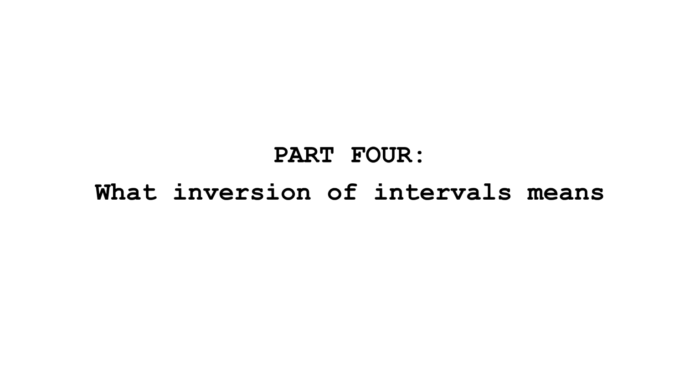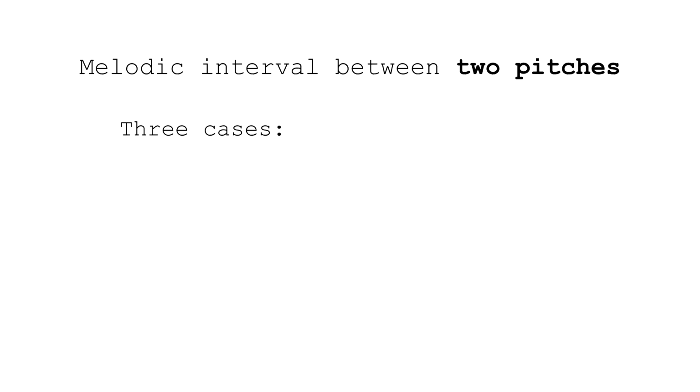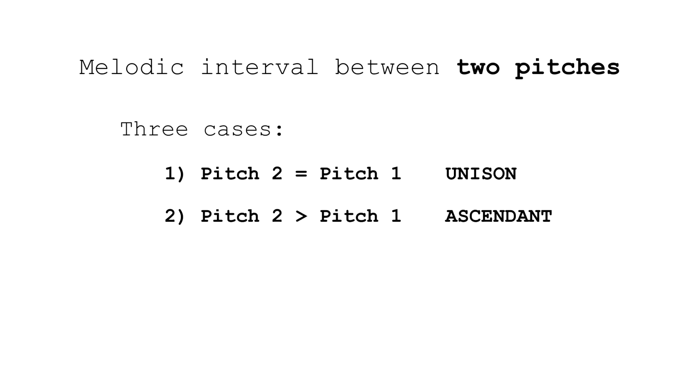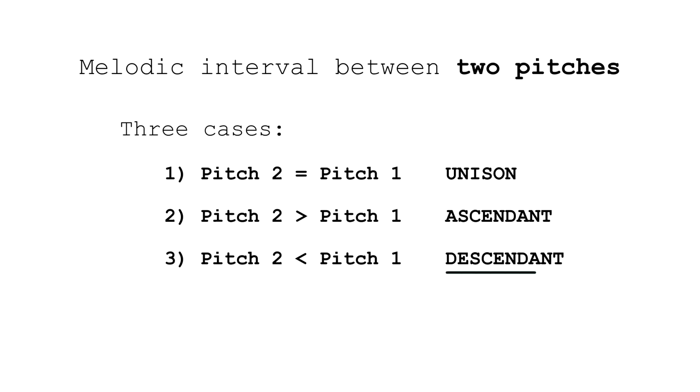Part 4. What inversion of intervals means. There are three possibilities from a given pitch to the one that follows. Both pitches share the same fundamental frequency. The second pitch is higher than the first one. Or the second pitch is lower than the first one. This means that melodic intervals can be either unison, ascendant, or descendant.